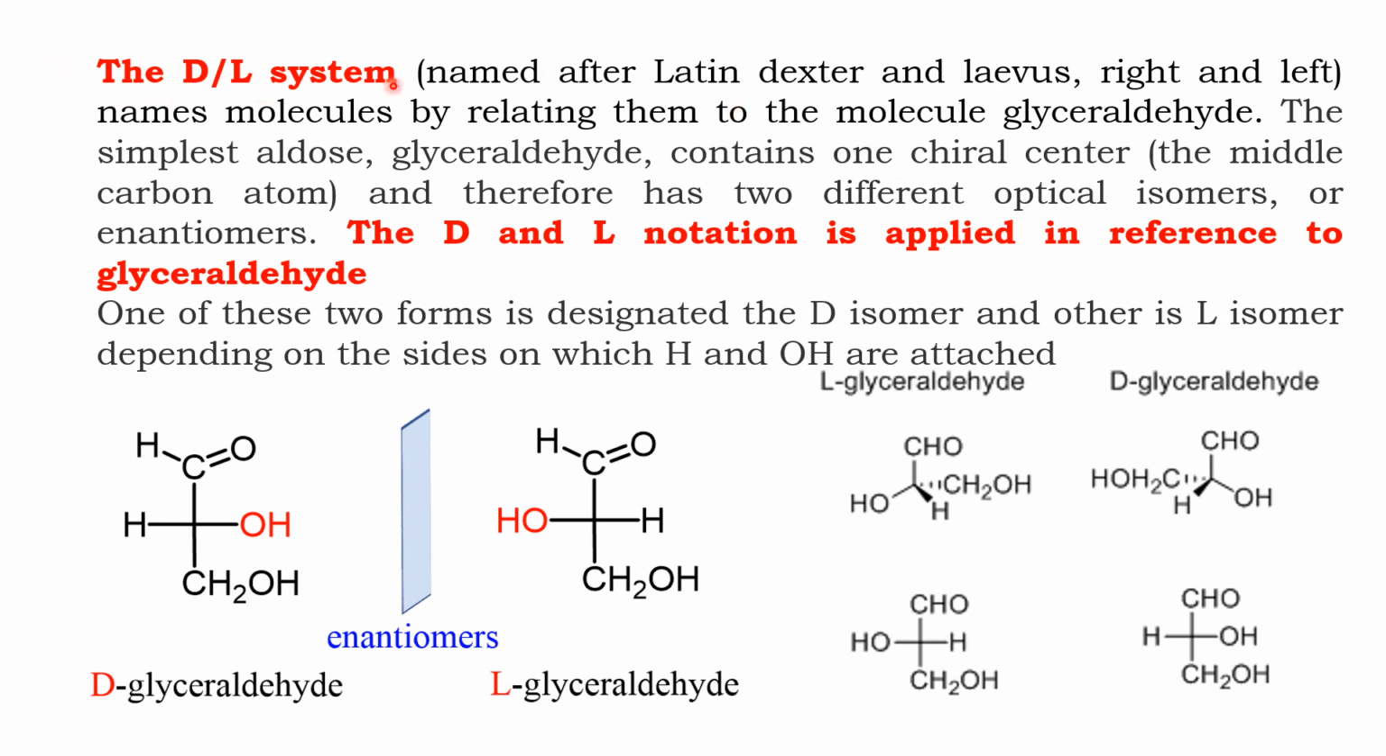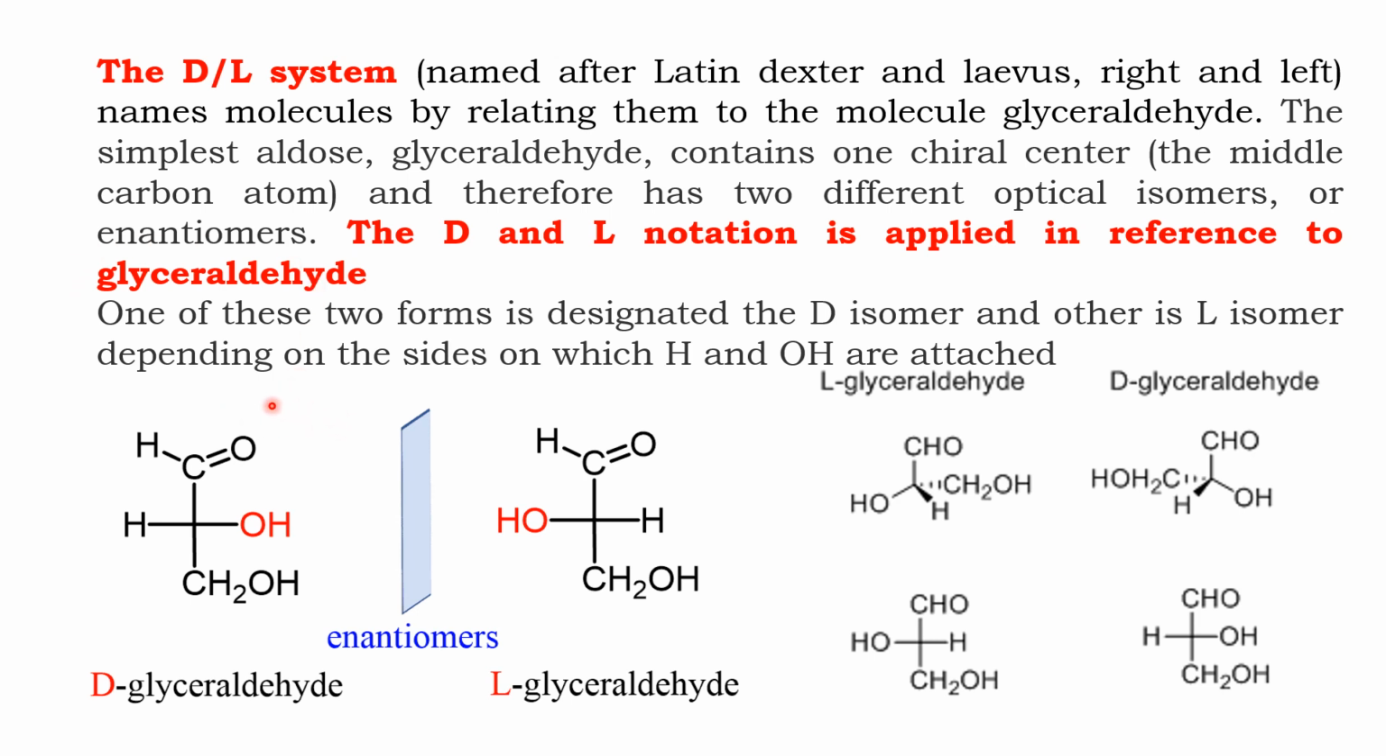The D and L system is a relative configuration. That means the D and L system has a sample or reference. Taking that reference molecule and its arrangement, we compare all other molecules with this standard molecule, and we assign whether the molecule is D configuration or L configuration. I repeat, assigning D and L configuration is a relative configuration, and it is related to a sample or a reference compound. Here the reference compound is glyceraldehyde.